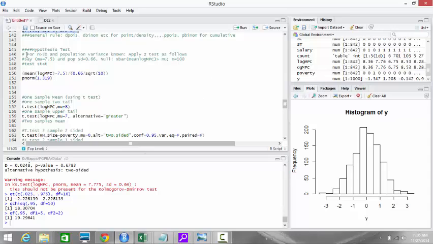We are going to start with a scenario where n is greater than 30 and the population variance is known, where we normally apply a z-test. Say mu is 7.5 and the population standard deviation is 0.66. The null hypothesis in this case is that x bar, which is nothing but the mean of log MPC, is greater than mu, and n equals 100.